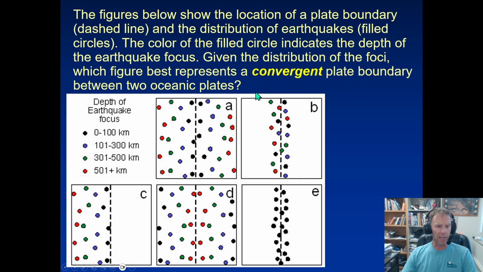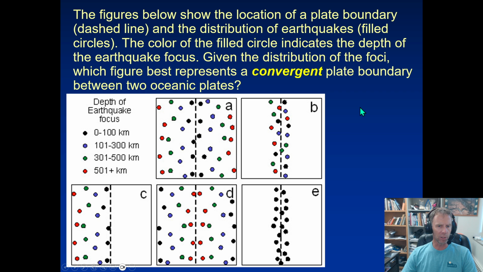So if you didn't watch the last episode, let me quickly explain. Each one of these letters is a map. The plate boundary is the dashed line going down the middle. The dots are earthquakes, the locations of earthquakes on that map. And the color of the dot corresponds to the depth of the earthquake. Black being shallow, blues and greens being kind of intermediate depth earthquakes, and reds being exceptionally deep. So the earthquakes get progressively deeper.